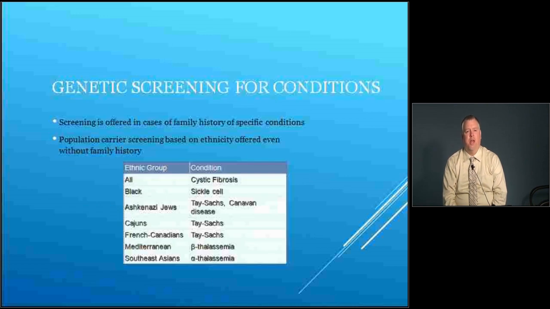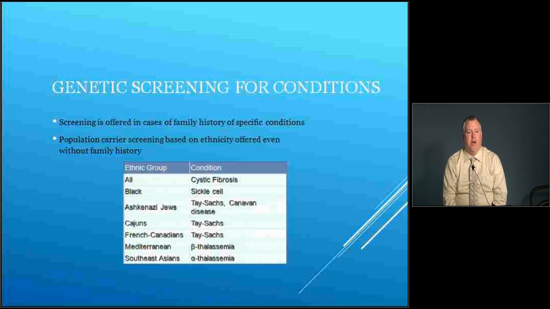We also offer genetic screening for other conditions based upon family history or based upon ethnicity, even without family history. Some examples would be we now offer genetic testing for all ethnic groups for cystic fibrosis. But some particular ethnic groups are at increased risk for other diseases, so we tend to do targeted genetic screening for these groups.